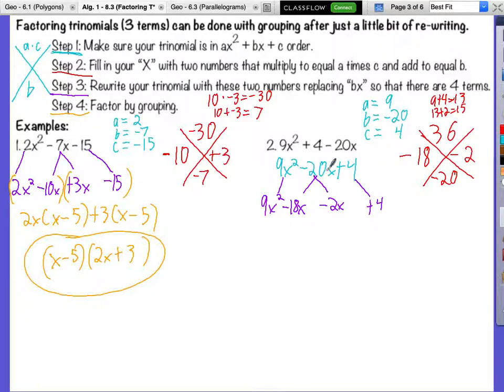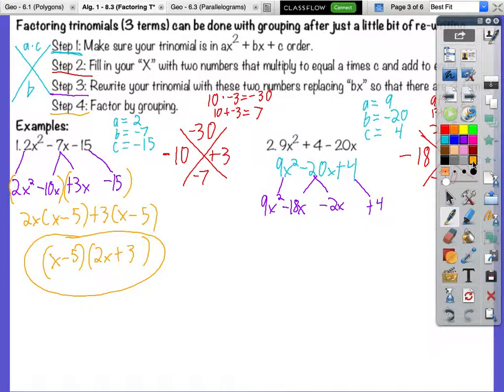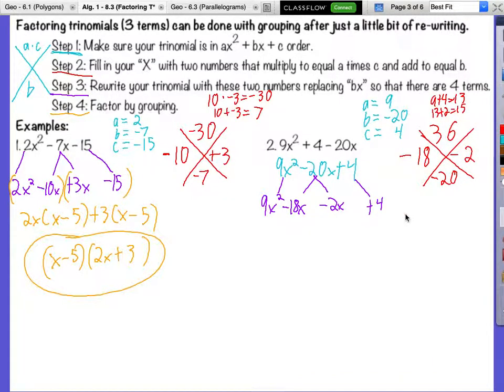We also have to check: if we combine these back, would we get negative 20x? If we combine negative 18x minus 2x, would we get that? Yeah. Okay, so we're doing it right. Head up, please, Evan. So now we did step 3, where we rewrote it as 4 terms. Now that it's 4 terms, how can we factor this?